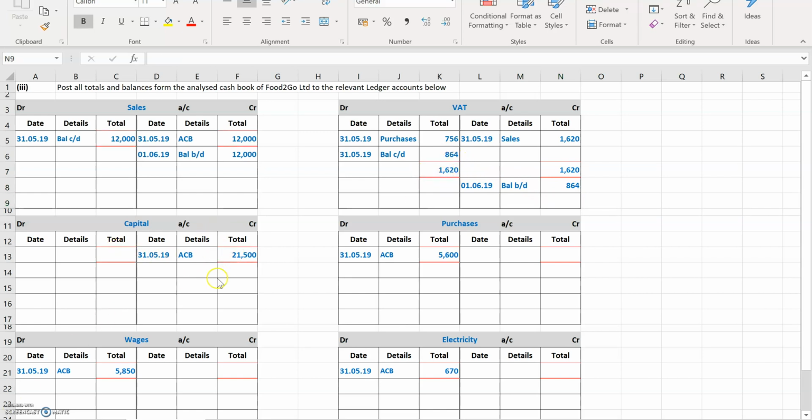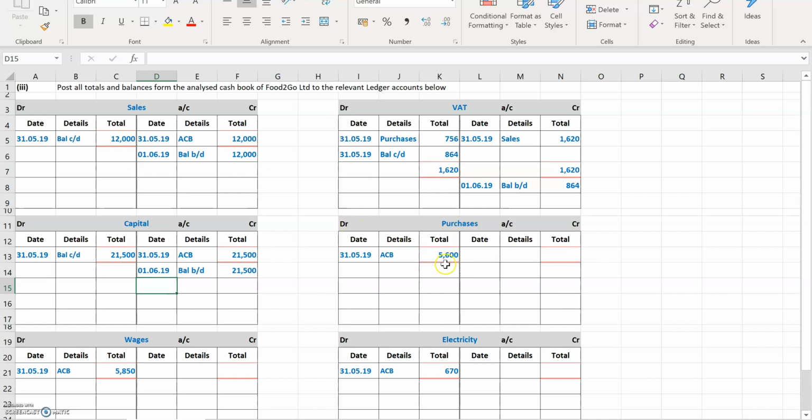Capital then is credit 21,500. So to balance it off, we just need to put 21,500 on the debit side. What's the date? It's going to be the 31st of the 5th, 19. The details is the balance. It's the carried down figure. Where is it carried down to? The next month. So the 1st of the 6th, 19. Balance brought down. And how much are you bringing down? 21,500. Okay, make sure you put a single and a double line on each one of these. It represents that you've closed off the account.